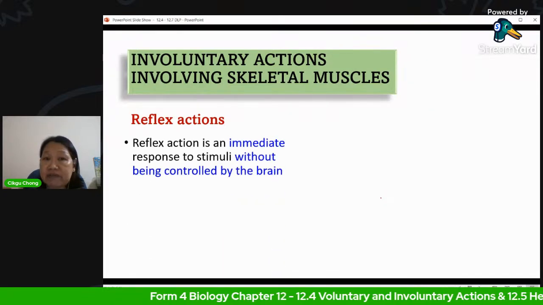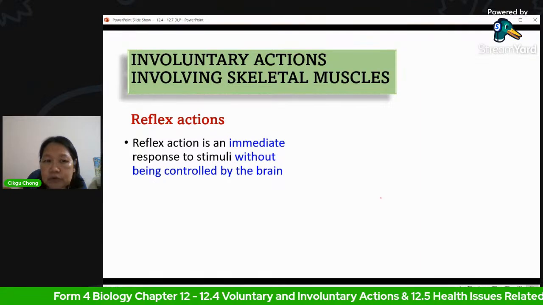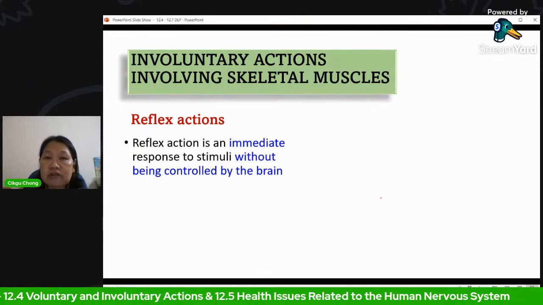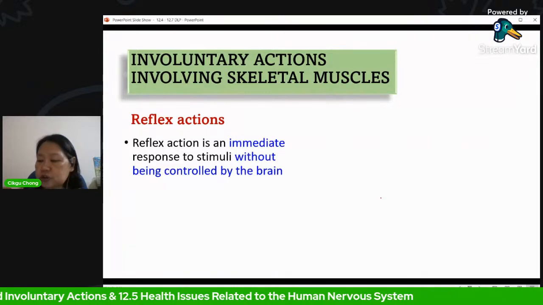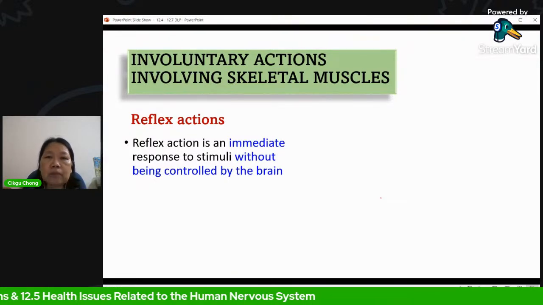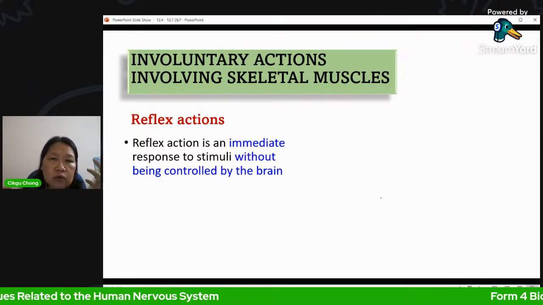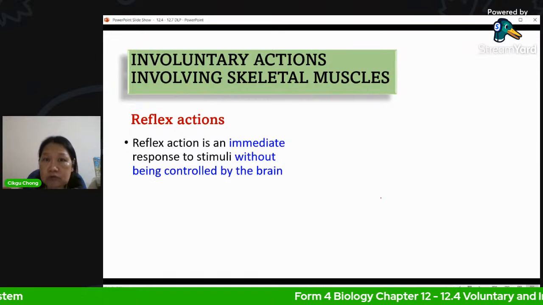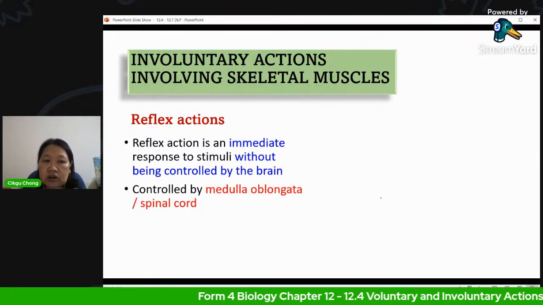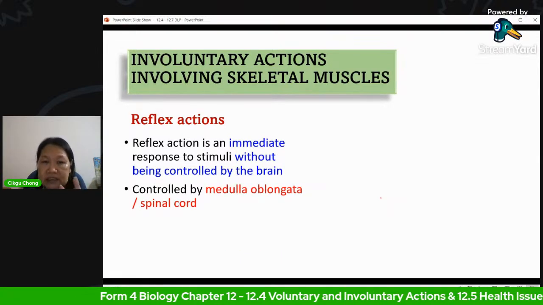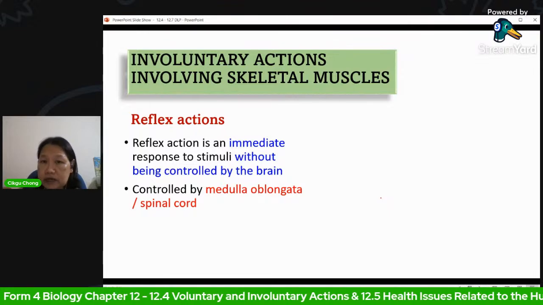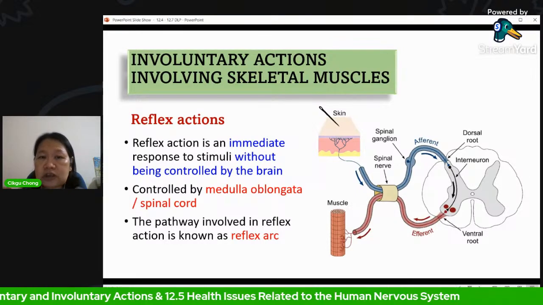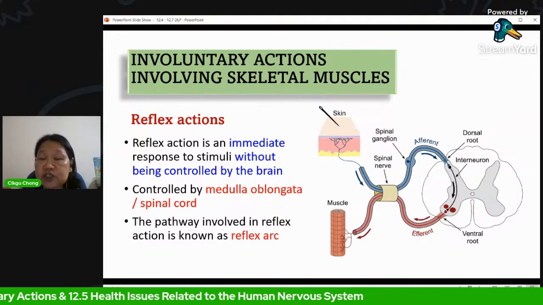So the reflex action definition is an immediate response to stimuli. See the keyword: immediate, quick, fast, without being controlled by the brain. You do not need to think; your brain does not need to decide whether to do it or not. The response automatically comes out. This is controlled by either of two places: one is the medulla oblongata, the other is the spinal cord. It depends on what type of action it is.